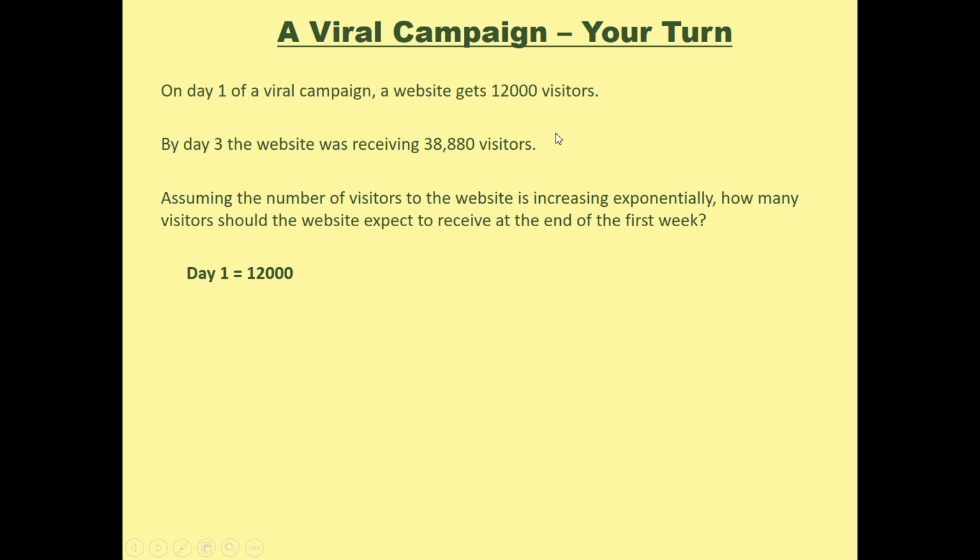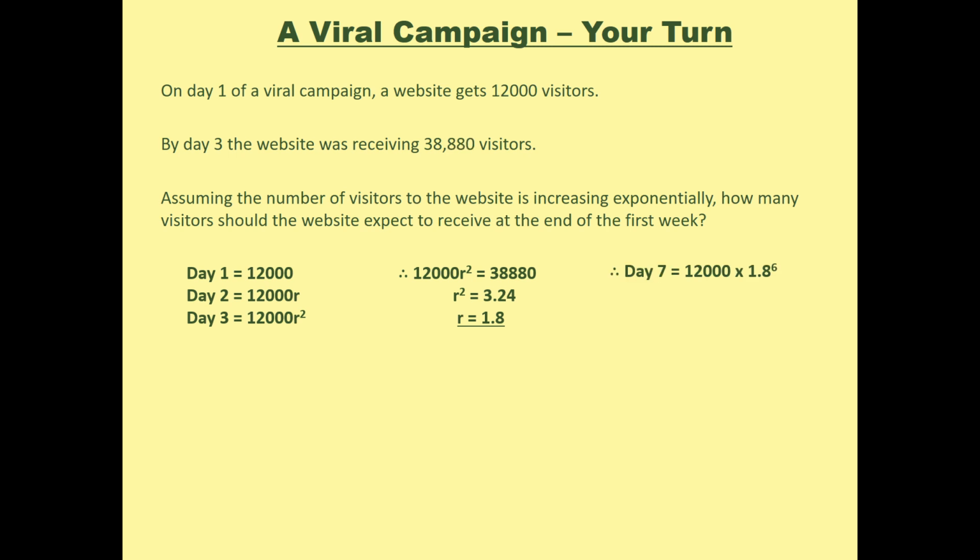Day 1, 12,000. Day 2, 12,000 R. Day 3, 12,000 R squared. So 12,000 R squared is 38,880. R squared is 3.24, and R is 1.8. And therefore, at the end of the first week, it would be 12,000 times 1.8 to the power of 6. So 408,000.